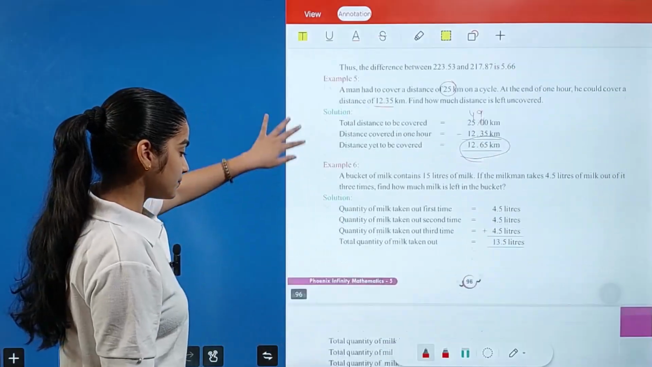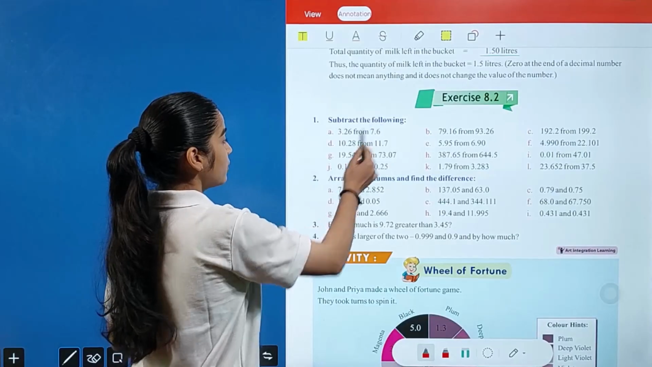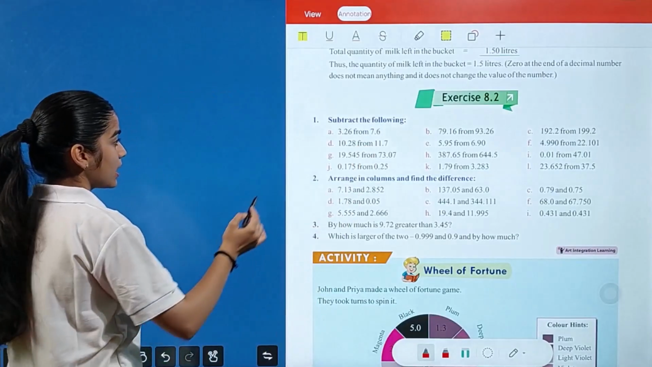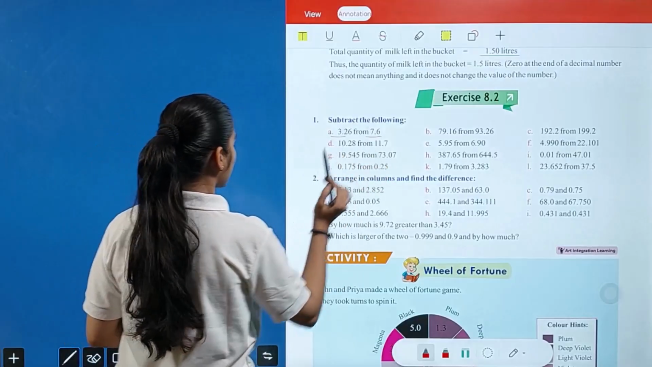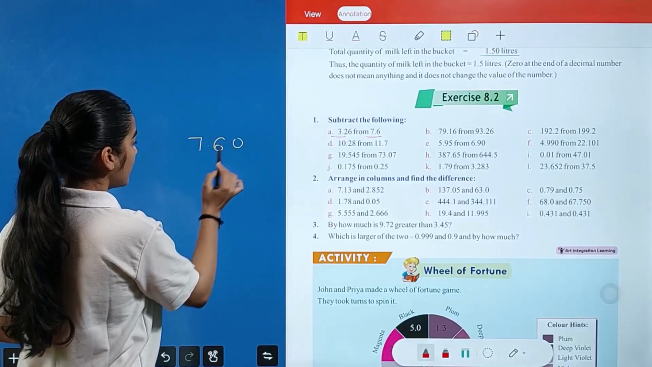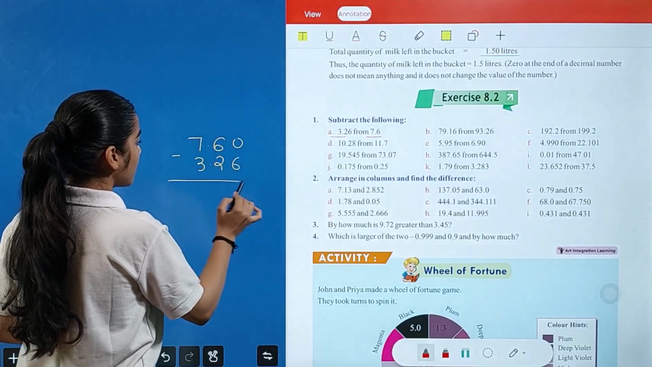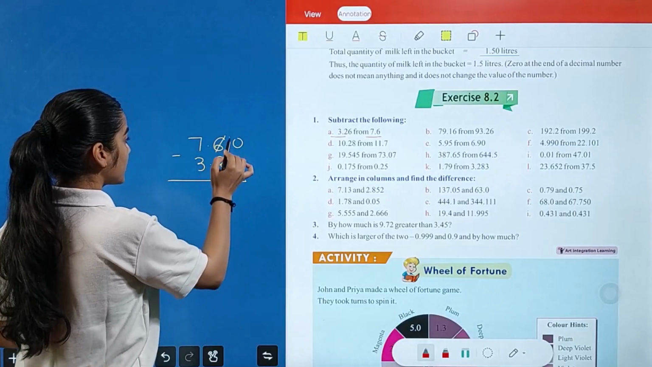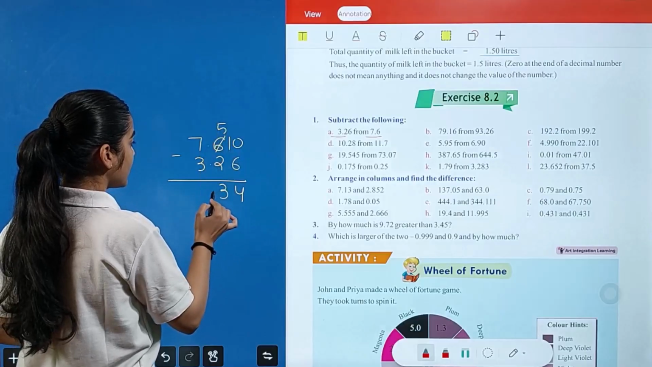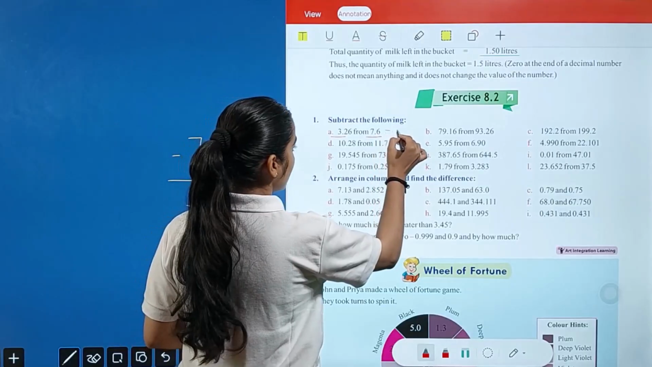Okay. Next. Now we have our exercise 8.2. Subtract the following: 3.26 from 7.6. So these are unlike fractions. So first we have to convert them. So 7.60 and 3.26. We cannot subtract 6 from 0. So we have to take a carry. 10 minus 6 is 4. 5 minus 2 is 3. And 7 minus 3 is 4. So 4.34 is your answer.